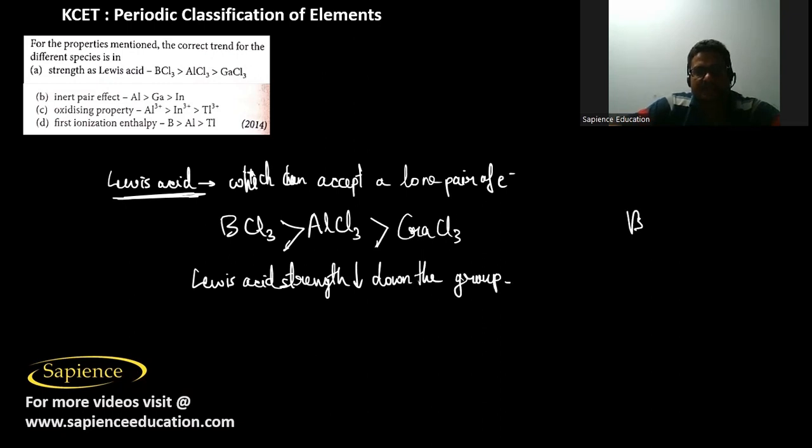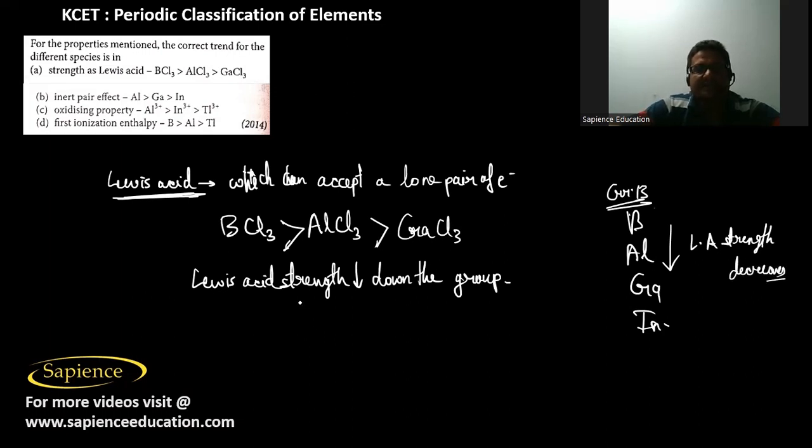Since why? Boron, aluminium, gallium, indium, they are in the same group number 13. So down the group, the Lewis acid strength decreases, since as we go down the group, it can't easily accept the lone pair of electrons. And there is the inert pair effect. So aluminium here, actually the order should be reverse. Aluminium less than gallium less than indium.